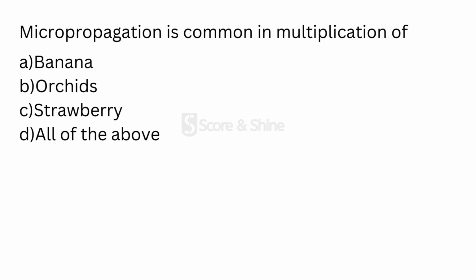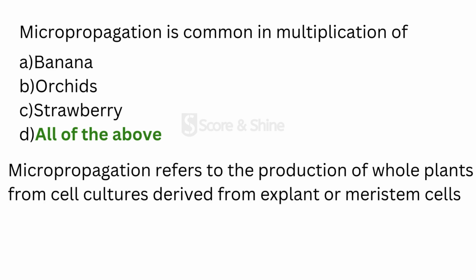And next, micropropagation is common in the multiplication of. So the answer is all the above. Here micropropagation refers to the production of whole plants from cell cultures derived from explants or meristem cells.